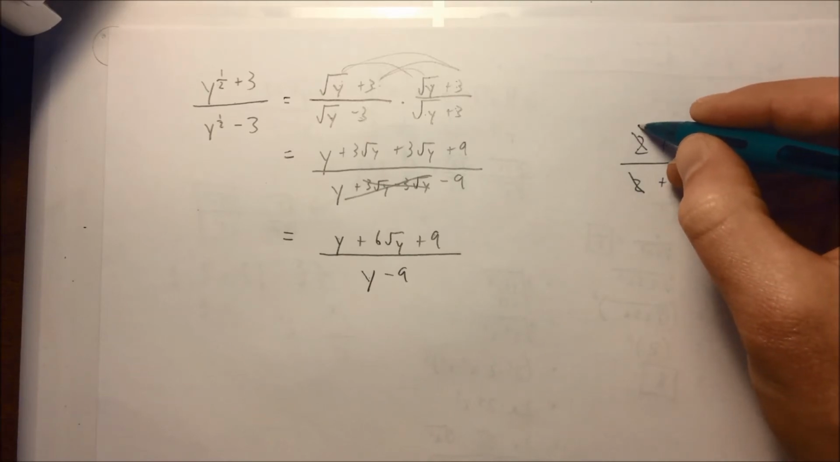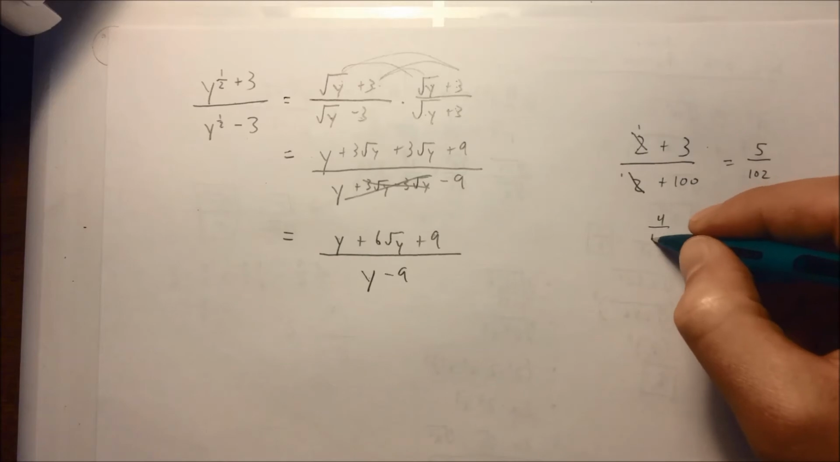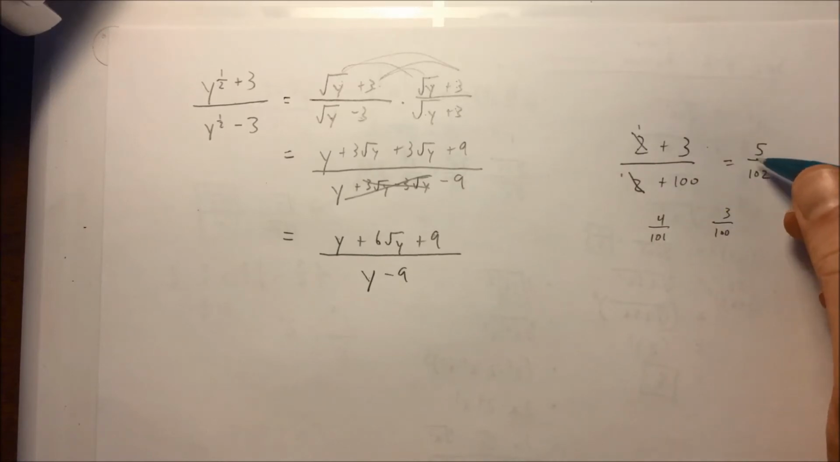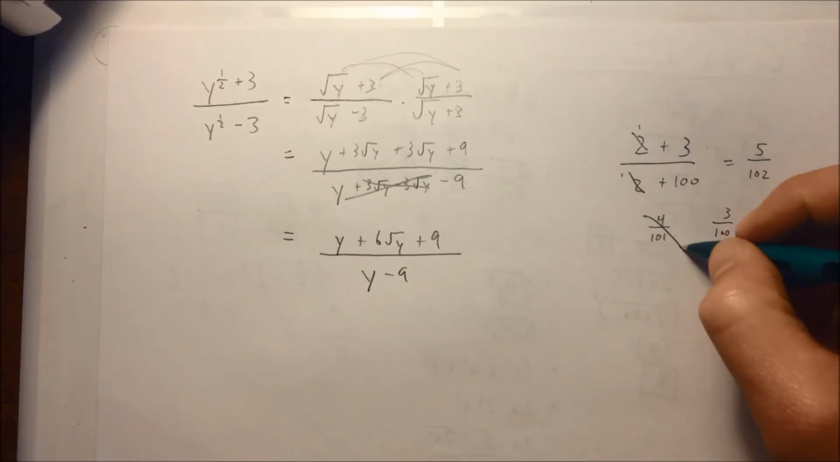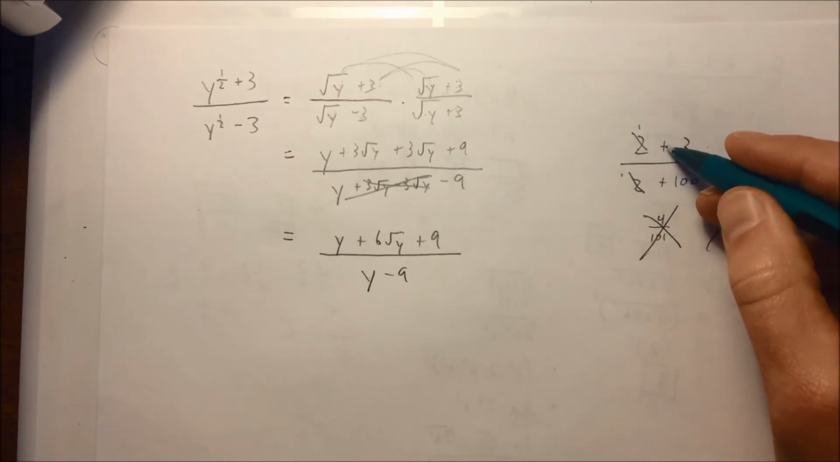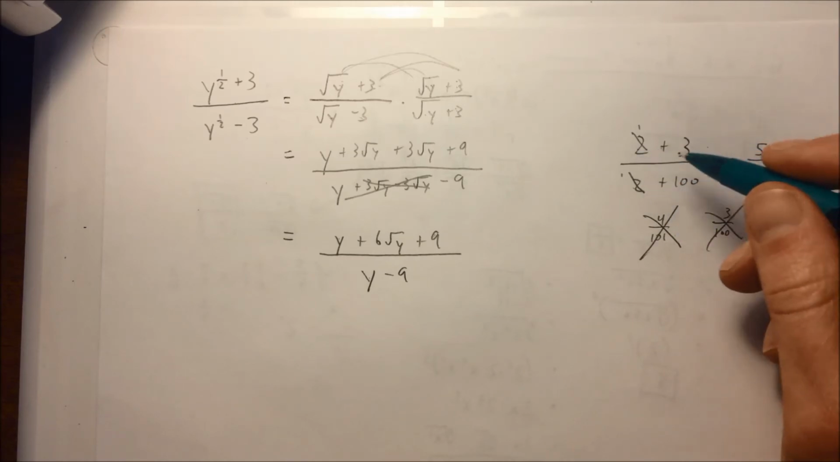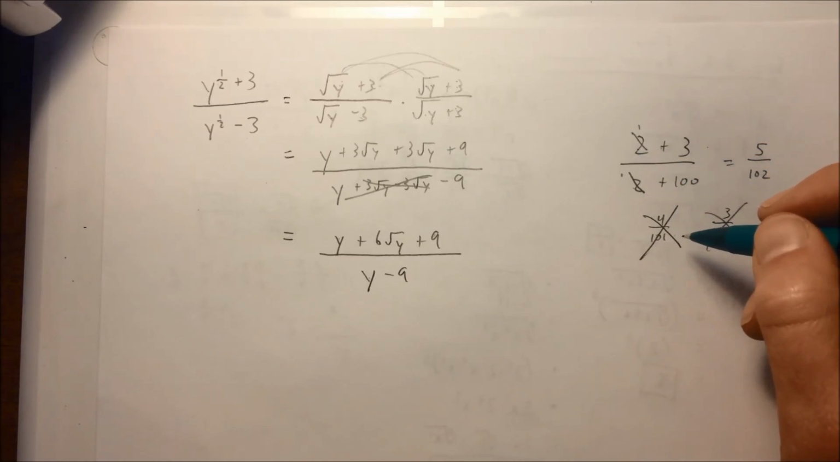Or maybe like, no, Mr. Kuhne, those are 1s. Okay, fine. You think that's better? It's 4 over 101. Is that the same as 5 over 102? No, that is wrong. Don't you dare cancel those out. If they're added or subtracted, you cannot use them to cancel out. Only things that are multiplied together.